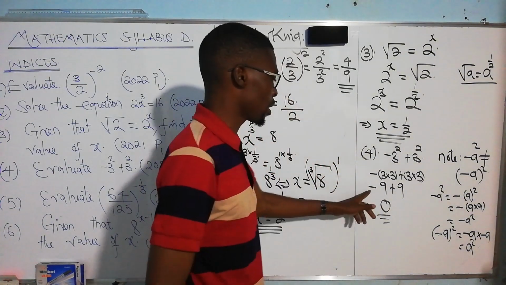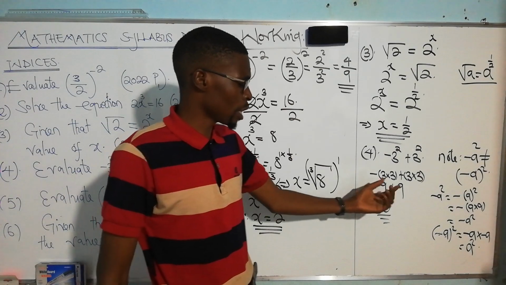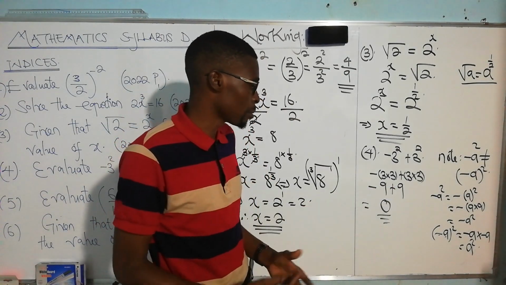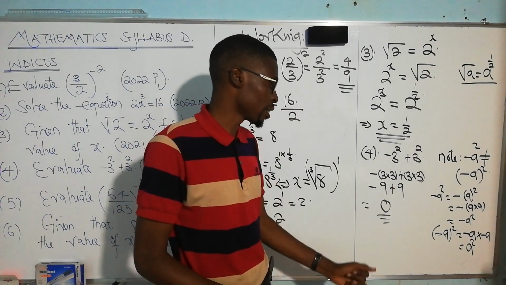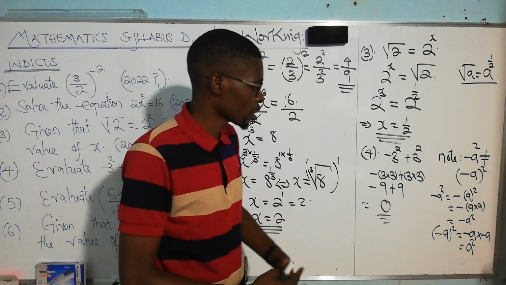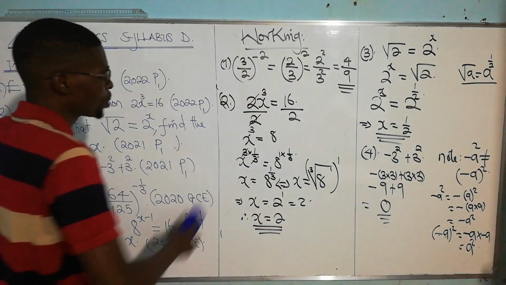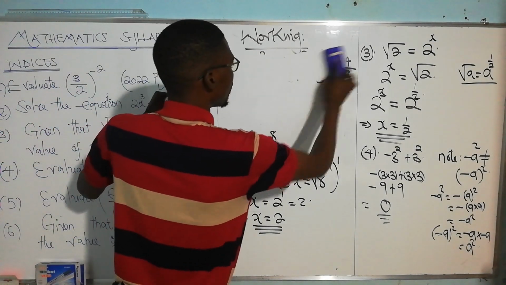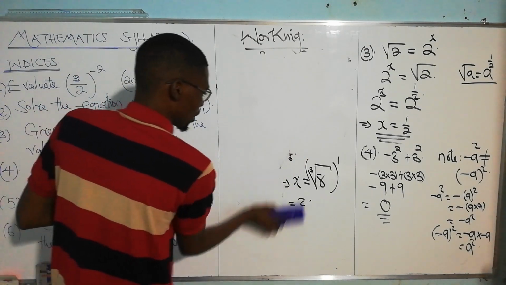Mind you, these are different signs, negative and positive. For you to add them, you have to subtract them and maintain the sign of the numerically bigger number. But in this case, you don't have any bigger number. This is 9, that is 9. So it will give you 0. So that's what must be done in question 4. Let us look at question 5. Then we'll look at the last question, which is question 6.